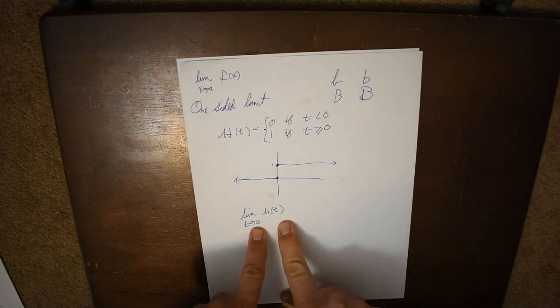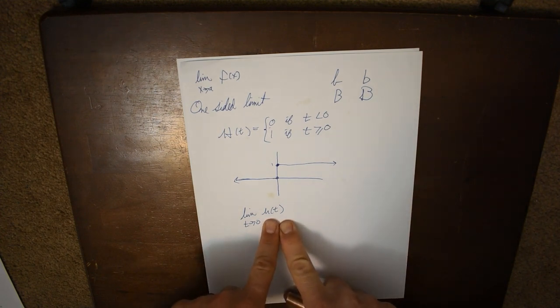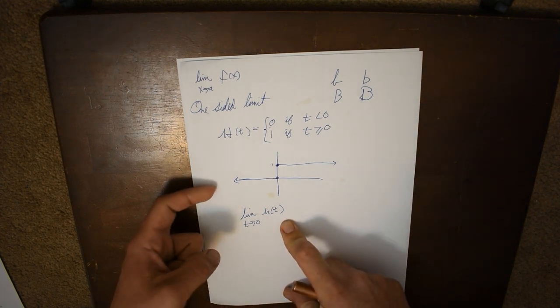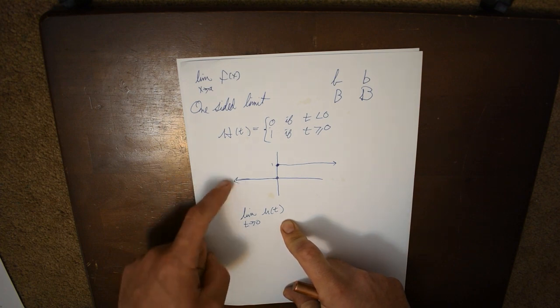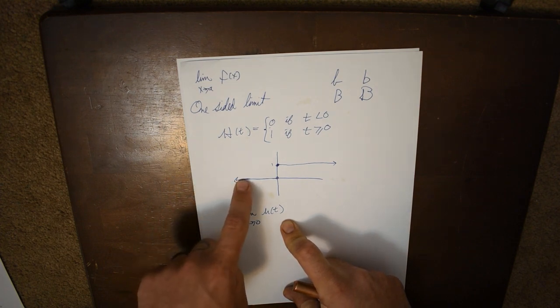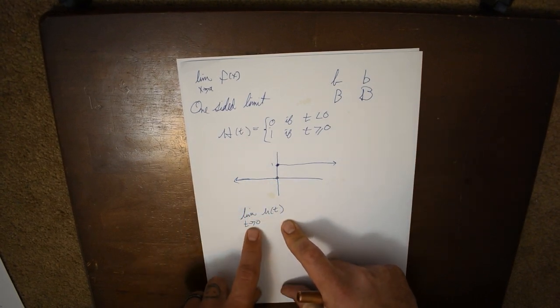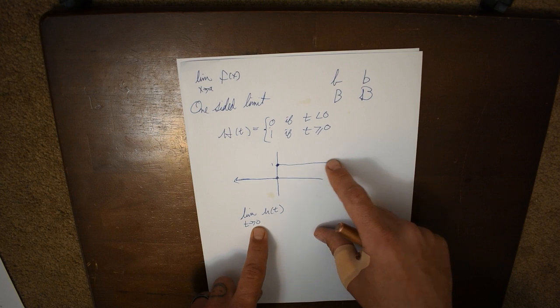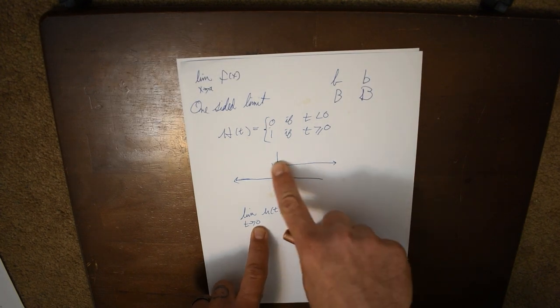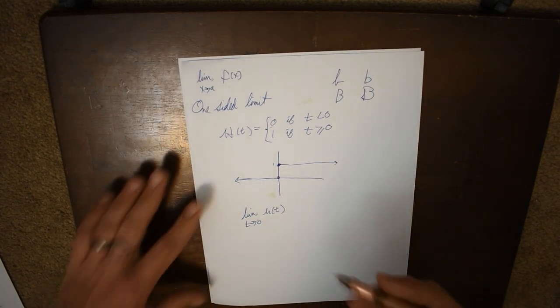This function, h of t, the Heaviside function. If you notice, if we approach 0 from the left, all these points have a y value of 0. But if we approach t equals 0 from the right, all these values are 1. And in fact, we can talk about these one-sided limits.